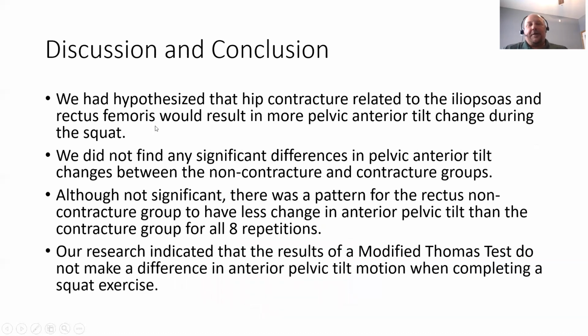So we had hypothesized that hip contracture related to the iliopsoas and rectus femoris would result in a more anterior tilt change during the squat. However, we didn't find any significant differences between the contracture and non-contracture groups. And again, although it wasn't significant, there was a pattern for the rectus non-contracture group to have less change in anterior pelvic tilt than the contracture group for all 8 repetitions.